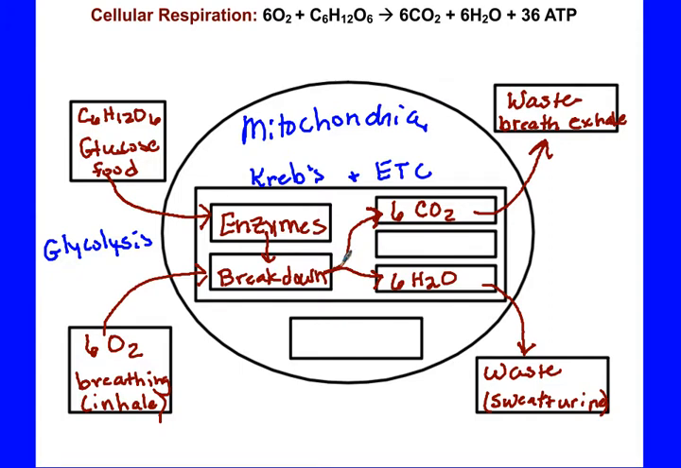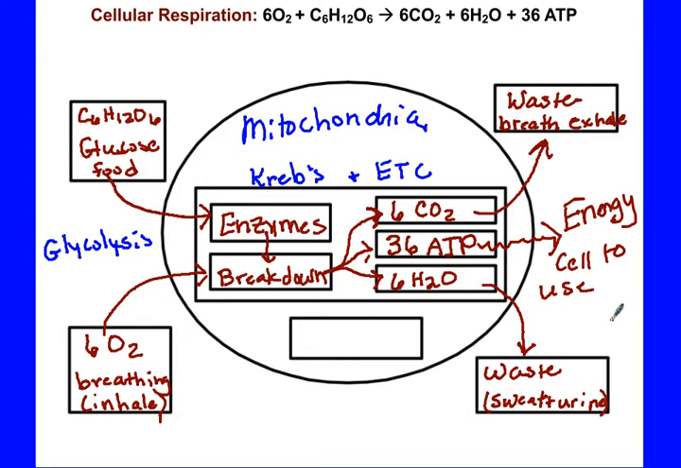Now, the main product that we're going to make here, we're going to put in this middle box, and that is our ATP molecules. We're actually going to make about 36 ATPs. Those ATPs are our main product. That is the whole reason why we're doing cell respiration, so that we can get energy. That energy is going to be for our cells to use. They're going to need that energy, and it's going to be used in the form of breaking down calories.